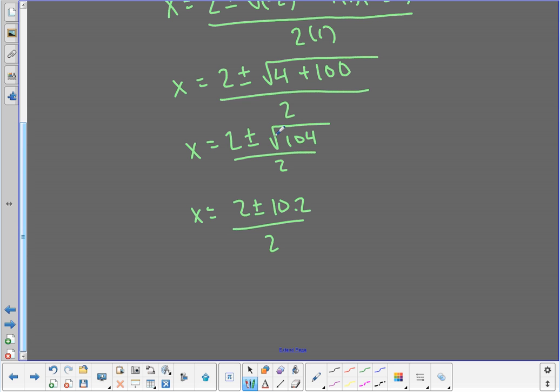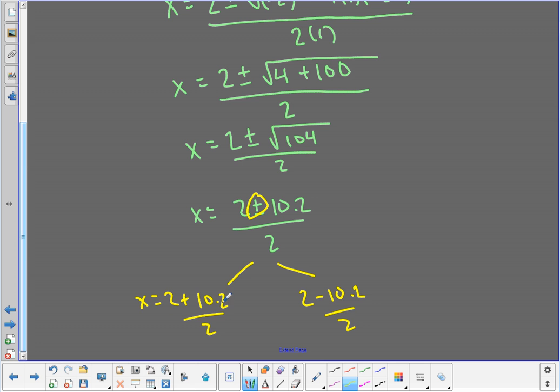Again, notice that once I take that square root of 104, I don't have a radical symbol anymore. No more radical. It's all done. And now I'm ready to the point that I can split. So I have x equals 2 plus 10.2 over 2 and 2 minus 10.2 over 2.